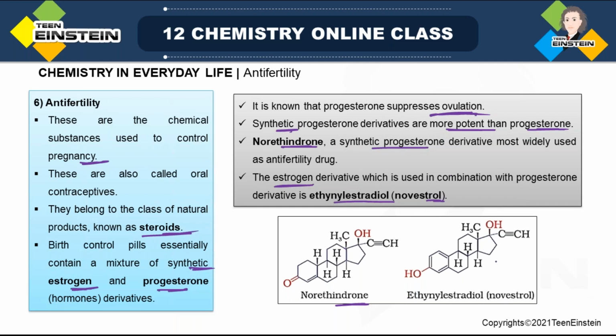So here also you can find some basic similarity in the structure. When I'm saying similarity, see here we have a total of three 6-membered rings and one 5-membered ring fused together. Here also three 6-membered rings, one 5-membered ring fused together. But there is a difference in substituent, and also this ring is aromatic. This one is not aromatic. So these are some differences, but it is belonging to the class of steroid. Fine. So norethindrone, derivative of progesterone, and ethinyl estradiol or novestrol, derivative of estrogen.